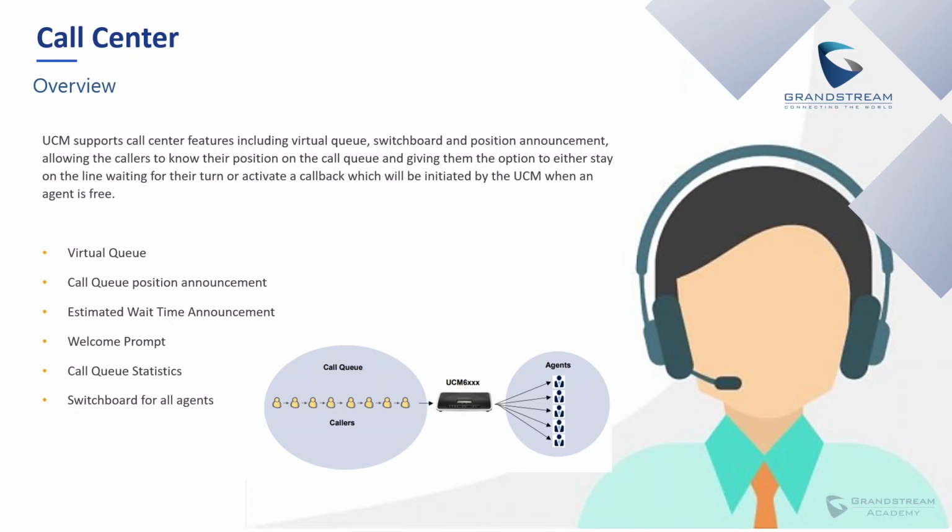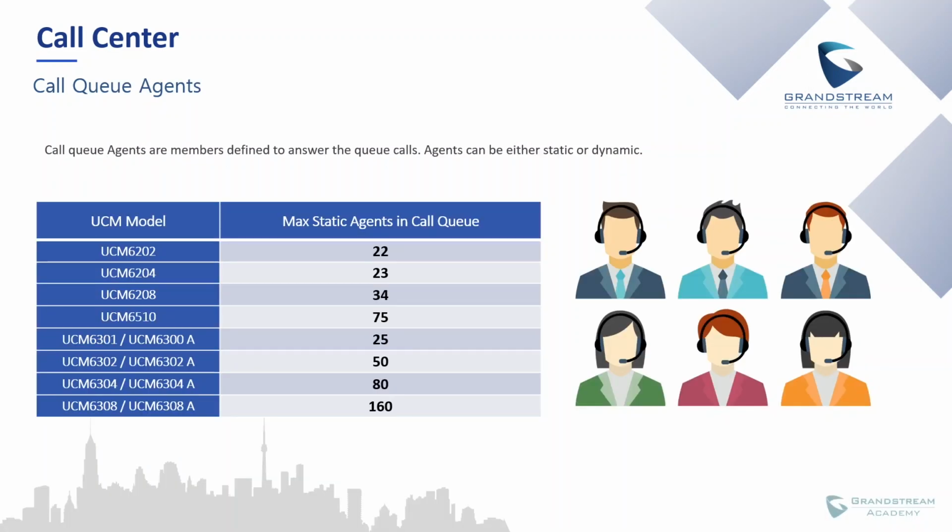Some of these features are virtual queue, call queue position announcement, estimated wait time announcement, welcome prompt, call queue statistics, and a switchboard for all the agents. We're going to learn in the next slides about each one of these features and functionalities. And the first component that we're going to talk about is the call queue agents.